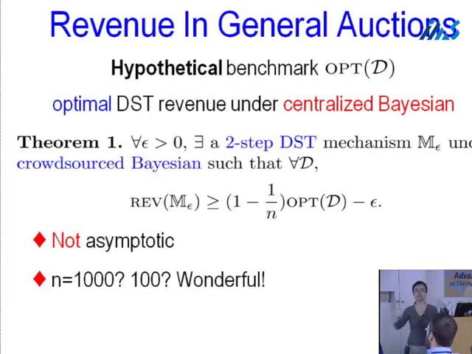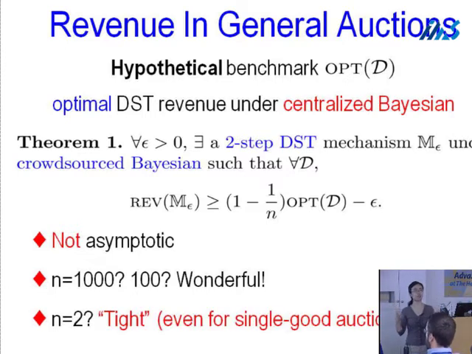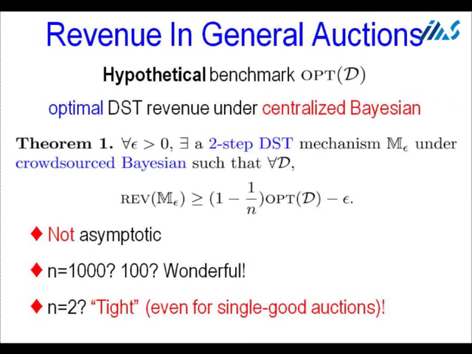So, if n is very big, say 100, well, the benchmark looks wonderful. We almost get all the optimum revenue. However, what happens at n equals 2? Well, this means that we get half of the optimum revenue. Is this bad? Well, actually, let me tell you that this is not bad at all, because we can prove that this result is tight under some mild technical conditions, even for single good auctions. So this is almost the best we can do, nothing better.